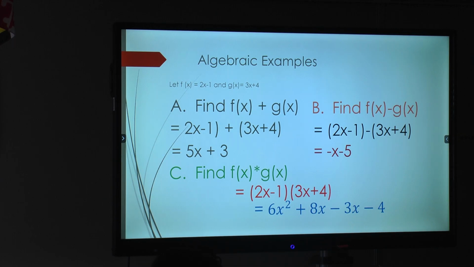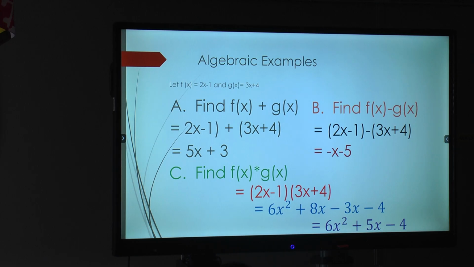But am I done right here? What can I do? No, I'm not done. Remember, CLT: combine like terms. I obviously can't combine 6x squared because there are no other x squares. I have an 8x and I have a -3x. I can combine those. Either way, the blue or purple is correct.